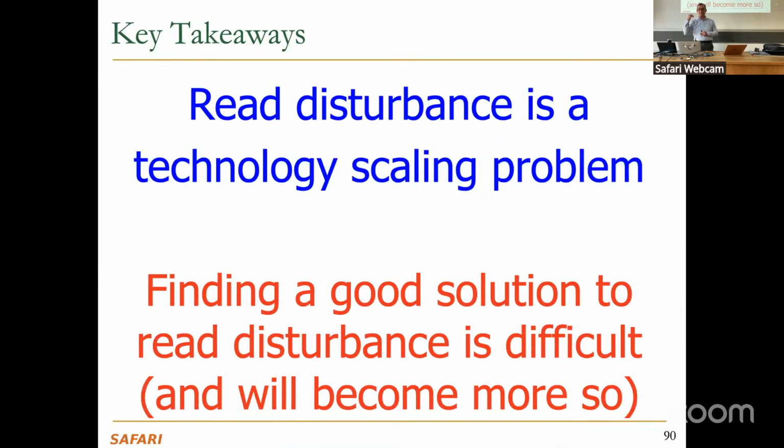But basically, we talked about technology scaling. We talked about multiple issues in technology scaling, and read disturbance is one technology scaling problem. Finding a good solution to read disturbance is already difficult, and will become more so because technology scaling is not on your side here. It's actually making the problem much worse.